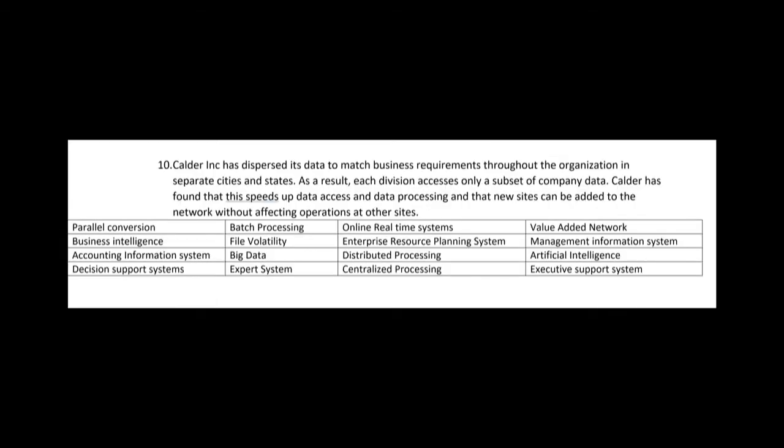Number 10, Calder Inc. has dispersed its data to match business requirements throughout the organization in separate cities and states. As a result, each division accesses only a subset of company data. Calder has found that this speeds up data access and data processing, and that new sites can be added to the network without affecting operations at other sites. This describes what? This describes a distributed network or distributed processing.